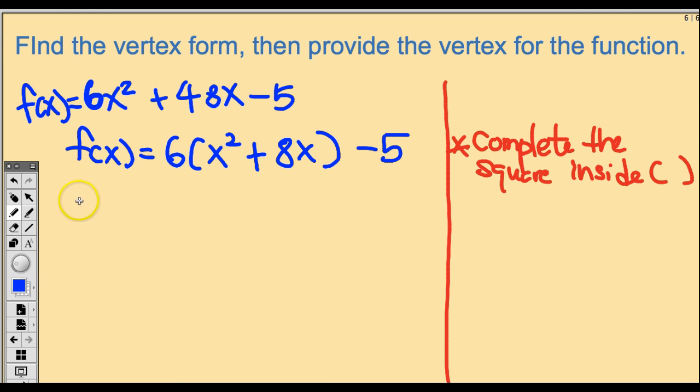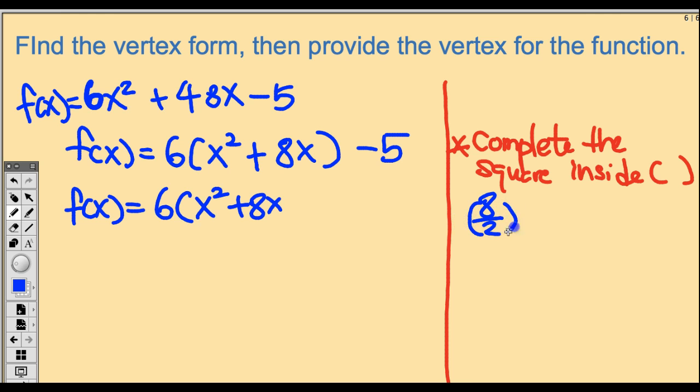Okay, so it's going to be f of x, and that equals 6 times x squared, right? And then plus 8x. And then we got to remember, what were we supposed to do with the 8 over here? So mathematically, we had to divide by 2 and then square it. So 4 squared is 16. So that means we got to add 16. But since we added 16, now we got to subtract it, right?